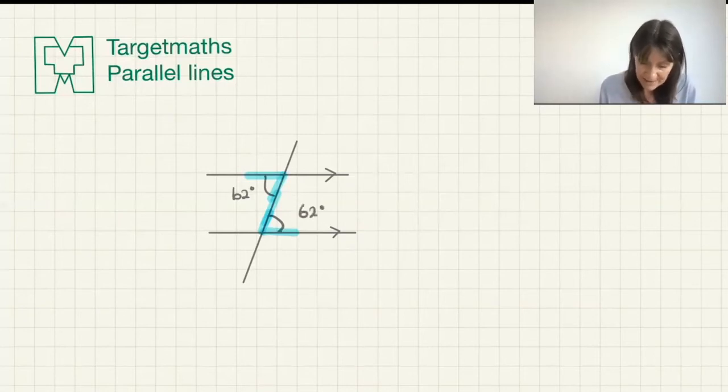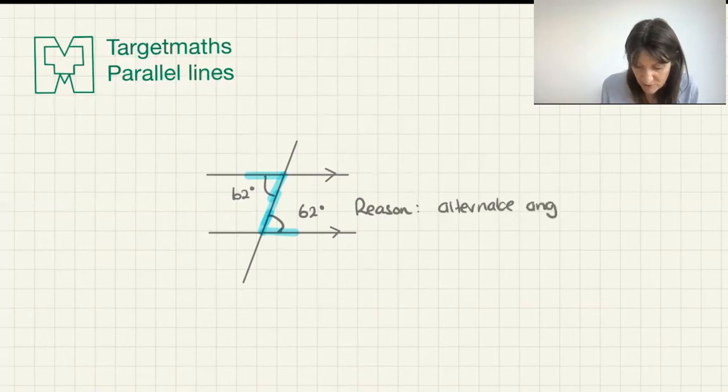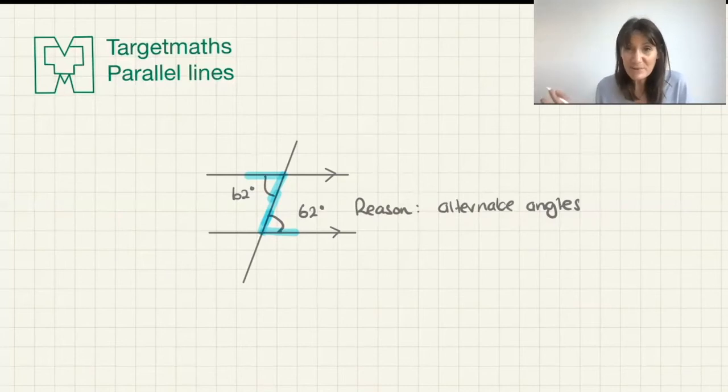And my reason is alternate angles, not Z angles, which we could be tempted to write, but alternate angles, because they're on alternate sides of the line. Okay, they're both acute, which is what we would be looking for as well. So they're equal, no maths required, happy days.